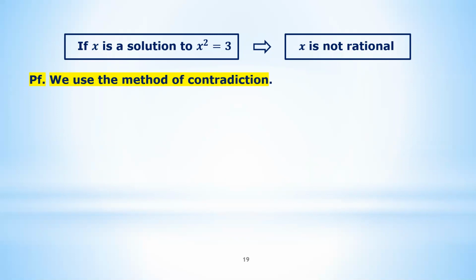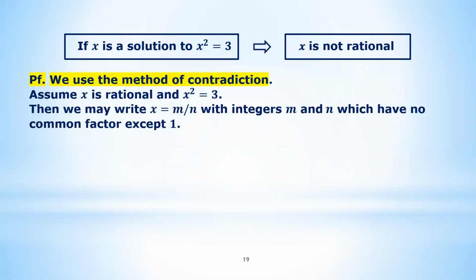This will help you refresh your memory about the method of contradiction. Using the method of contradiction means that you assume the opposite. That means you assume that the equation has a solution which is rational. And then we try to derive a contradiction, right? Now, by assuming x is rational, any rational number can be expressed as a fraction. So you may write x equal to m over n as a fraction, with m and n integers, okay?